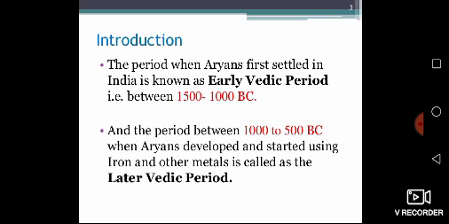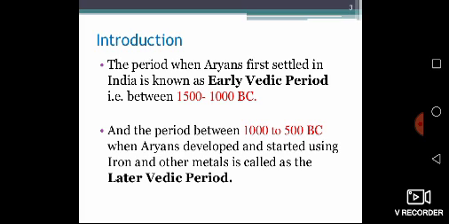As we know, Aryans were the first settlers of India. In India, Aryans were the first people who began to settle down, the first inhabitants of India. They are known as Aryans. So the period when Aryans first settled in India is known as the early Vedic period.